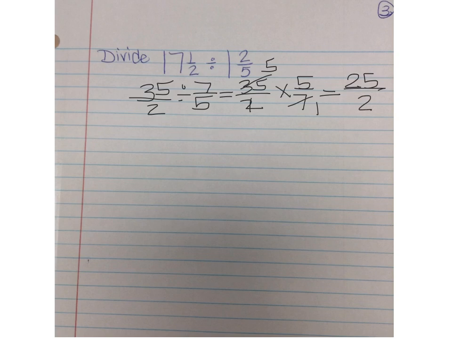So let's turn that into a mixed number. 2 goes into 25 12 times with 1 left over. Bottom number never changes. 12 and a half. Okay, that's it for box 3.